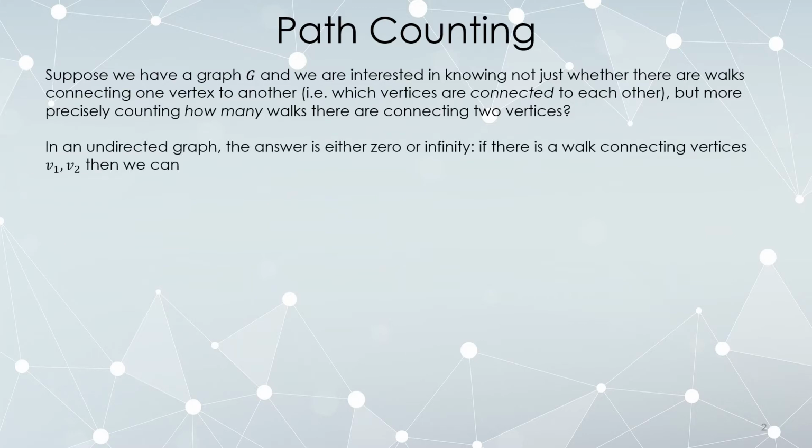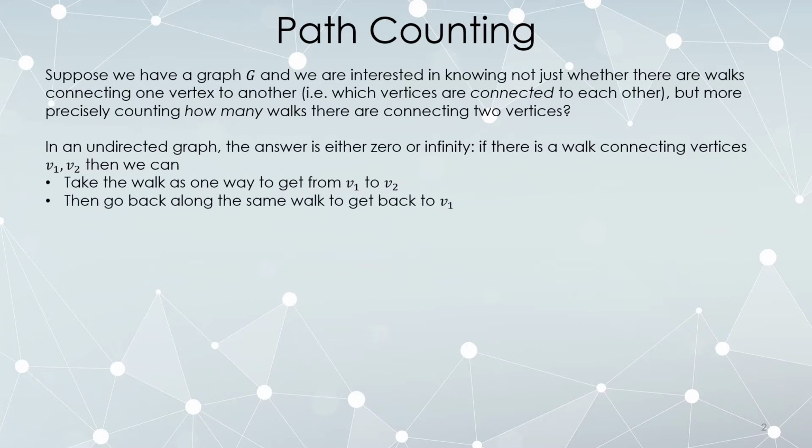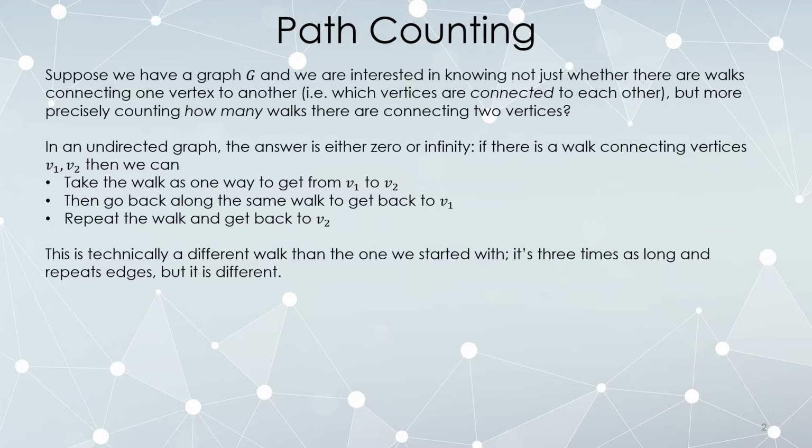In an undirected graph, the answer is either 0 or infinity. If there's a way to get from vertex 1 to vertex 2, then you could get there and then turn around and go back to V1 and then go back to V2, and you can do this over and over again. And technically these are different walks. It's very long compared to the one we started with, but in a technical sense, it's a different list of edges.